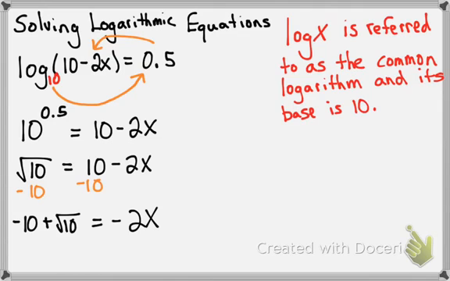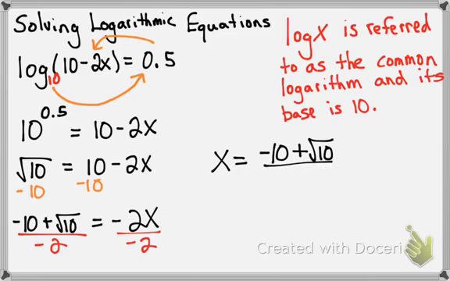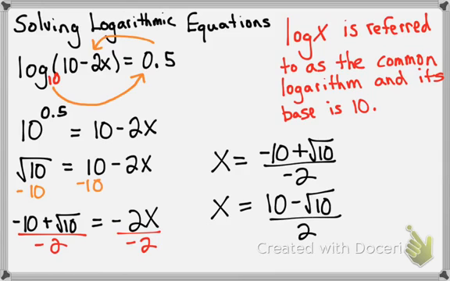I'm going to next divide by the negative 2. So what I'm going to get is x equals negative 10 plus the square root of 10 over negative 2. That can also be written as 10 minus the square root of 10 over positive 2. I simply distribute the negative to the top, and that's probably the best way to write it.